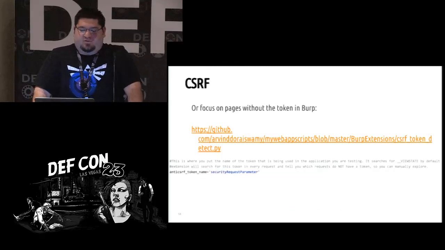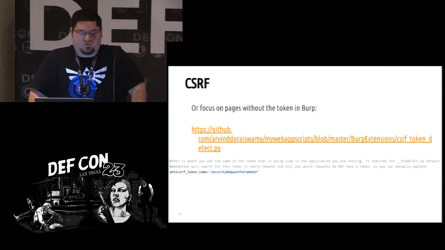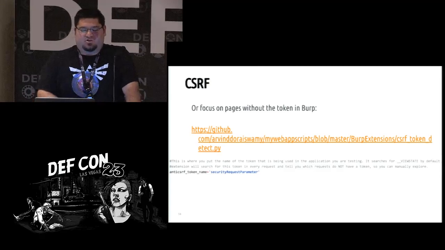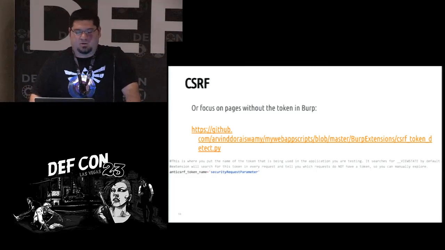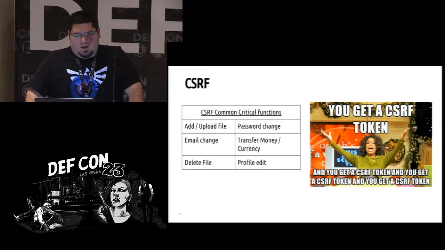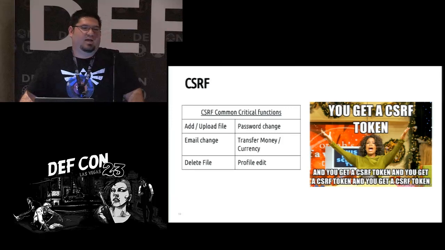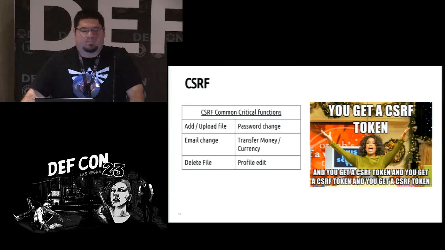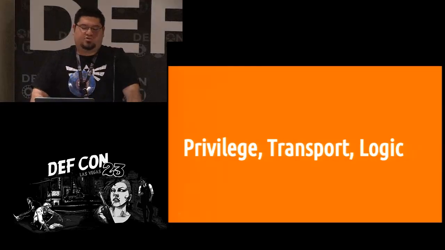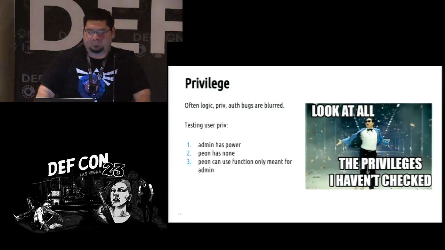Another way to do it is just to check every request across a whole Burp log file that didn't have the token in it, the actual parameter. So this is another script that does that. It's another Python script that runs on a Burp log file and went undetected a little bit. Super sweet. I use these all the time and find bugs with these all the time. So for CSRF, some common critical functions are add and upload file, password change, email change, transfer money or currency, delete a file, edit your profile, things like that. These are commonly where you see CSRF, and that rewards big bugs. So privilege, transport, and logic kind of get mashed into a section.